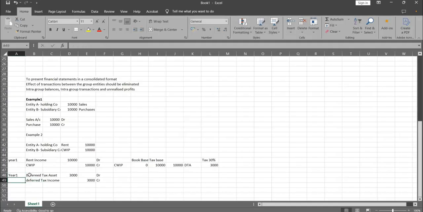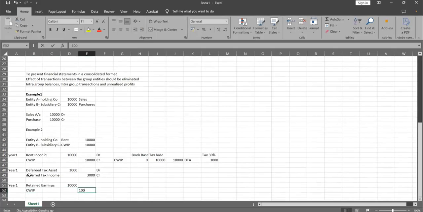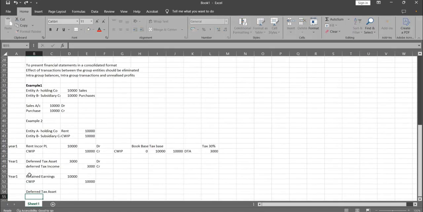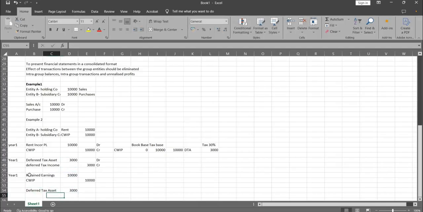This is year 1. Now in year 2, we first have to bring forward all those adjustments which we posted in year 1. This rent income, which was in P&L in year 1, will be carried forward as a part of retained earnings in year 2. So retained earnings will be debited by 10,000 and CWIP will be credited by 10,000. This is just a brought-forward entry. Similarly, we have to carry forward the deferred tax asset adjustment, and this deferred tax income will again form part of retained earnings.